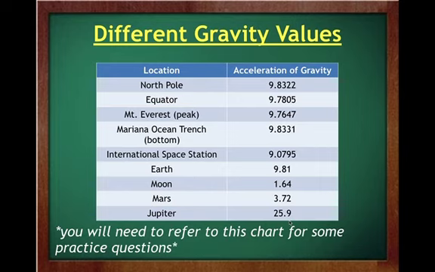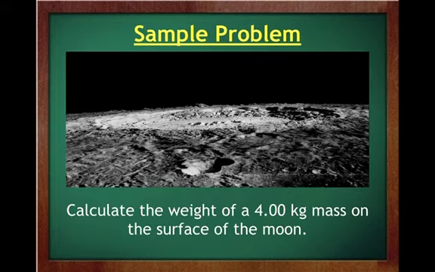Okay, so this is a chart that you'll want to refer to for some of the practice questions or assignment questions that might come up. Just remember that this is here. If you want to copy it into something, you can. If you want to just print off this one slide, you can do that too. Anytime I ask you questions using acceleration due to gravity at different locations, use this chart to get the value. Okay, so we'll just do a couple sample problems now.